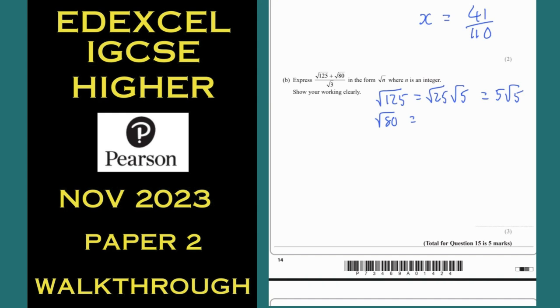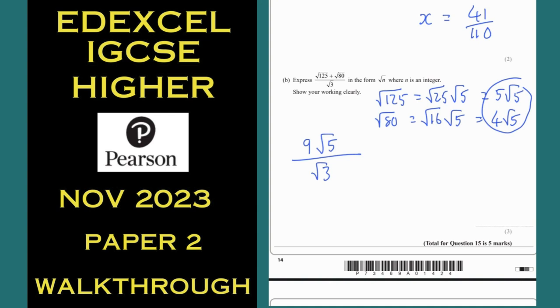Square number that goes into 80. The biggest square number, because 4 works, but 16's better. So that'll give you 4 root 5. So on the numerator, we get 9 root 5. On the denominator, root 3.